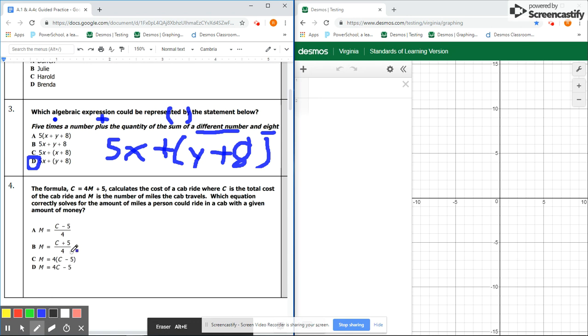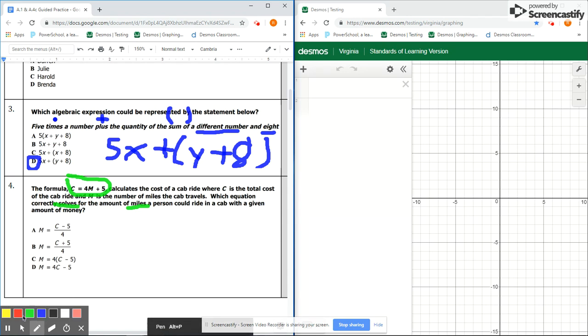Okay, and I'm going to go down to number 4. The formula C equals 4M plus 5 calculates the cost of a cab ride, where C is the total cost of the cab ride and M is the number of miles the cab travels. Which equation correctly solves for the amount of miles a person could ride in a cab with a given amount of money? So they give us this formula here. C equals 4M plus 5. That's the cost of a cab ride, where C is the total cost and M is the number of miles. Which equation correctly solves, and solves is a big word, for the amount of miles a person could ride in a cab with a given amount of money?